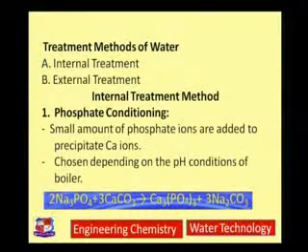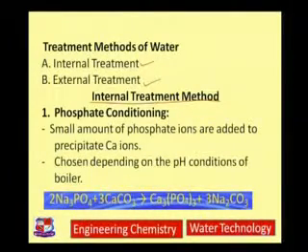by some treatment methods of the water. These treatment methods may be internal methods or external methods. Internal treatment methods means prior to boiler feed, we add some chemicals in the feed water and convert them into either softer water or water which may be used without any trouble.